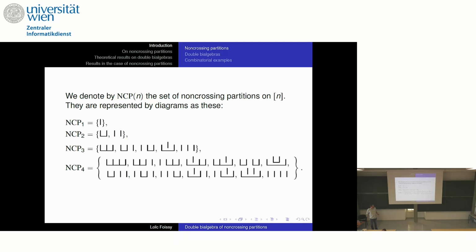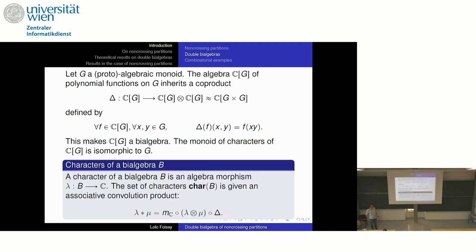The structure I will put on them is a double bialgebra structure. So what is a double bialgebra? I start with a bialgebra. To understand what it is, you can start with an algebraic monoid. You can think of an algebraic group, for example. Here I do not require to have the inverse.